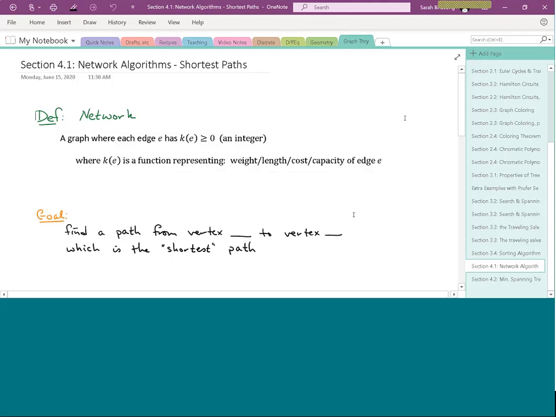So Chapter 4, the first two sections of Chapter 4, I feel like they're very highly related. Both of them are dealing with, behind the scenes at least, because your author doesn't really focus you in on this for section 4.1, both of these two sections are really dealing with finding spanning trees.